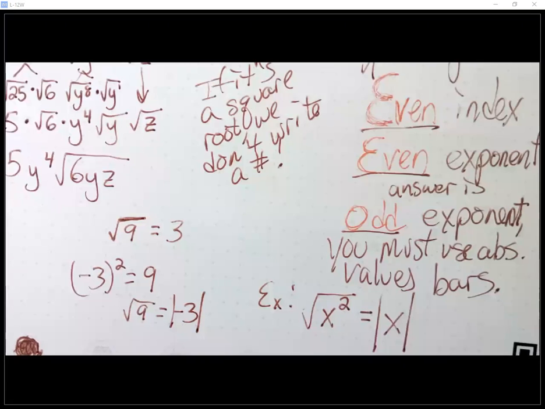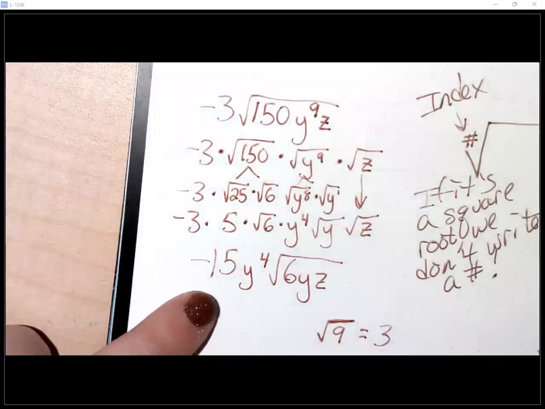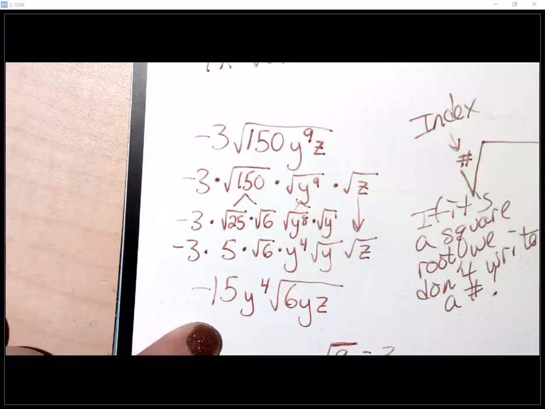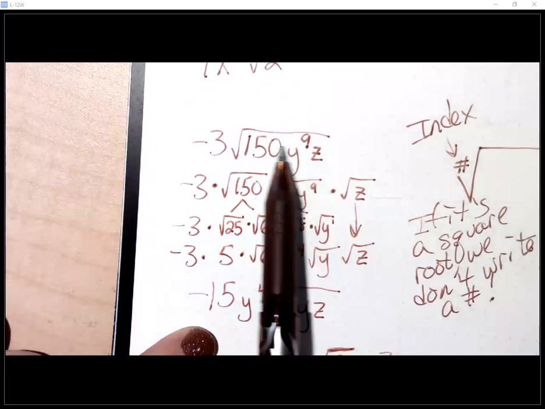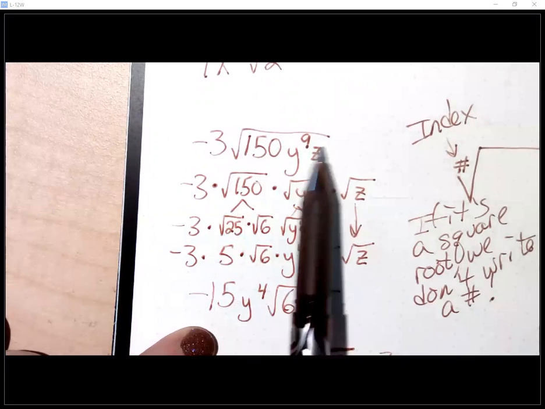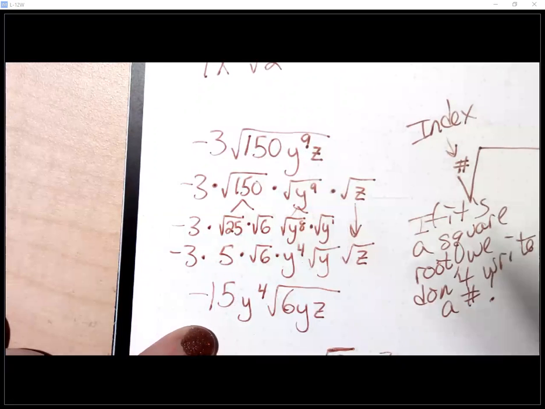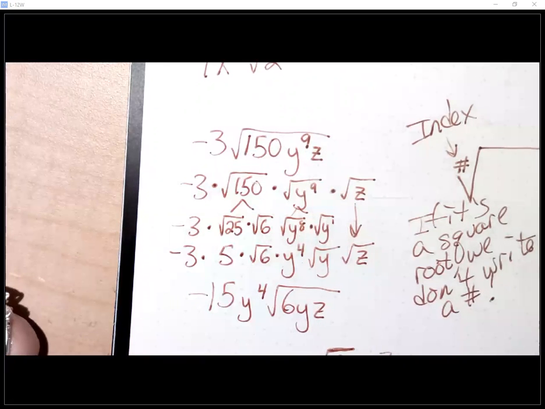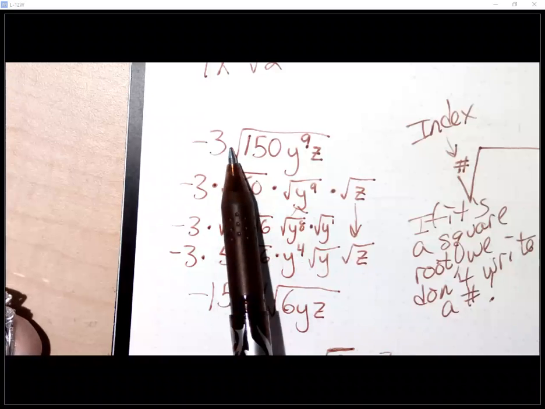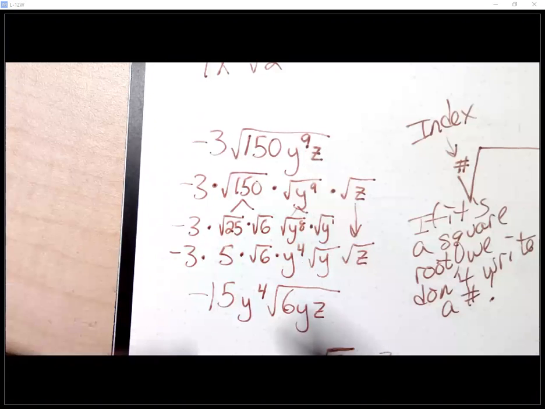So let's go back and look at some of our answers and see if we need to add any absolute value bars to them. Let's go to the last one we did. Going back to the original, it's an even index, but these are both odd. If it's odd, I don't need it. I'm looking for that pattern: even, even, odd. I don't have it, so I don't need any absolute value bars in that answer.